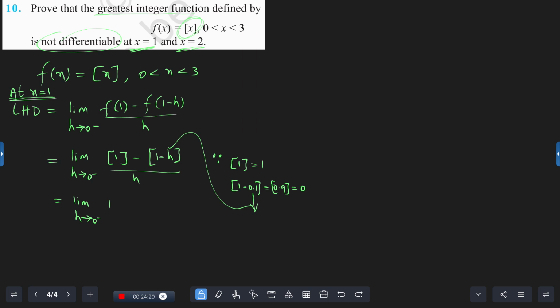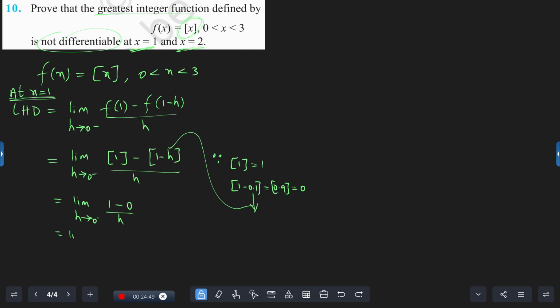It can be 0.1 or 0.9 or something, but h means some small change. The small change is surely less than 1 only. That will be in decimal. After subtracting from 1, it will become 0 point something. For 0 point something, if we take the greatest integer, that will be 0. So for 1 minus h, the greatest integer is 0. So 1 minus 0, divided by h.